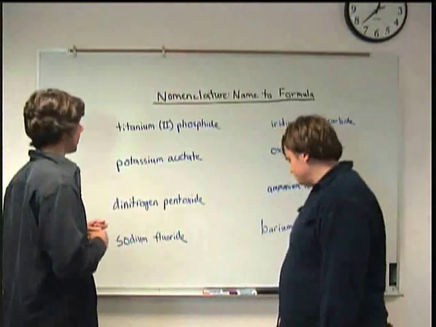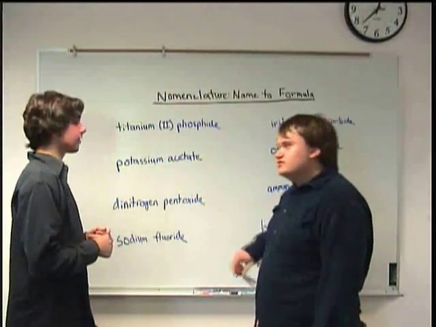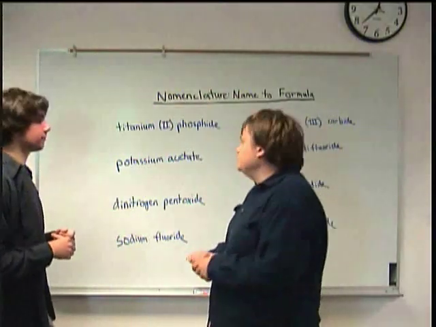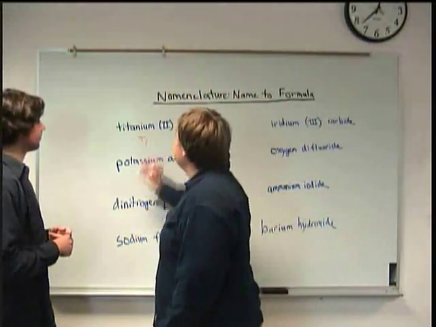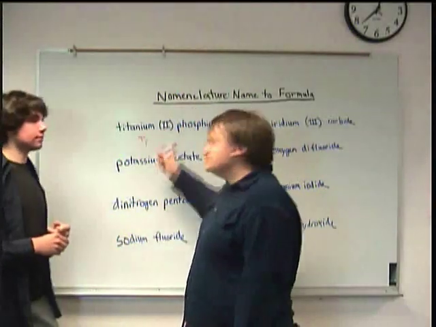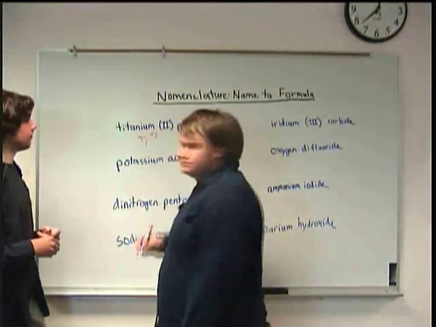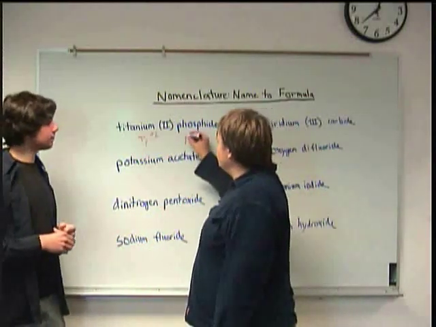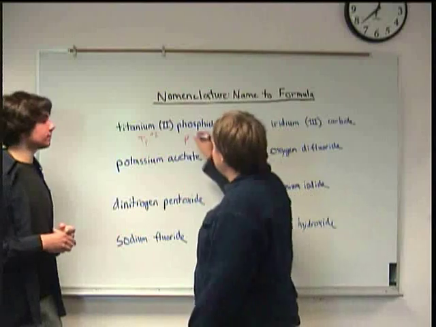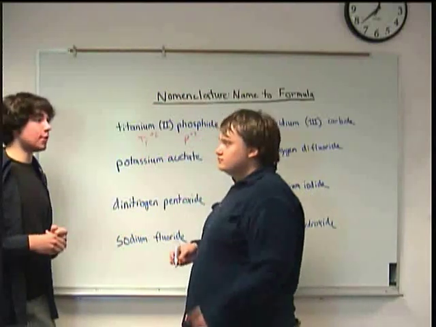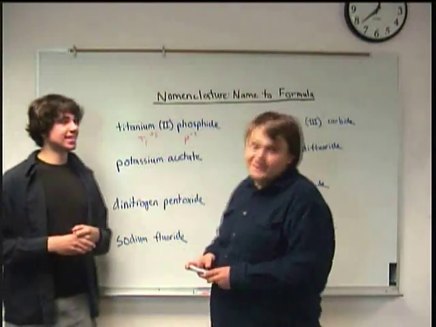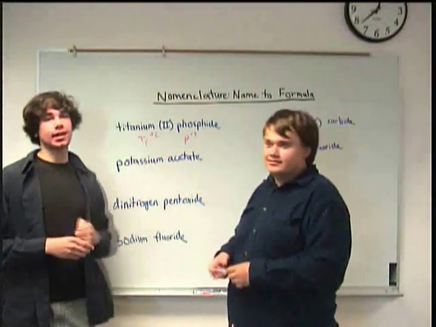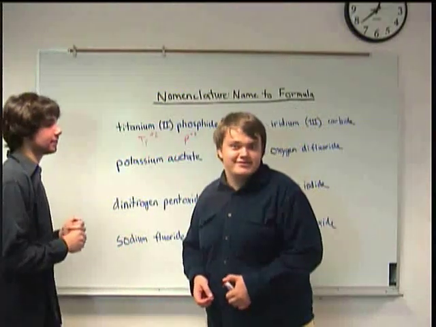Let me try turning this into a formula. We know we have titanium, that's just Ti, and the Roman numeral 2 tells us it's +2. Then we get to phosphide, from phosphorus, just P, and that's a -3 charge. How come you're not saying PO4? Because that's phosphate, that's polyatomic. Gotta be careful with that. The -ide ending is not a polyatomic. I've been practicing. That's good.